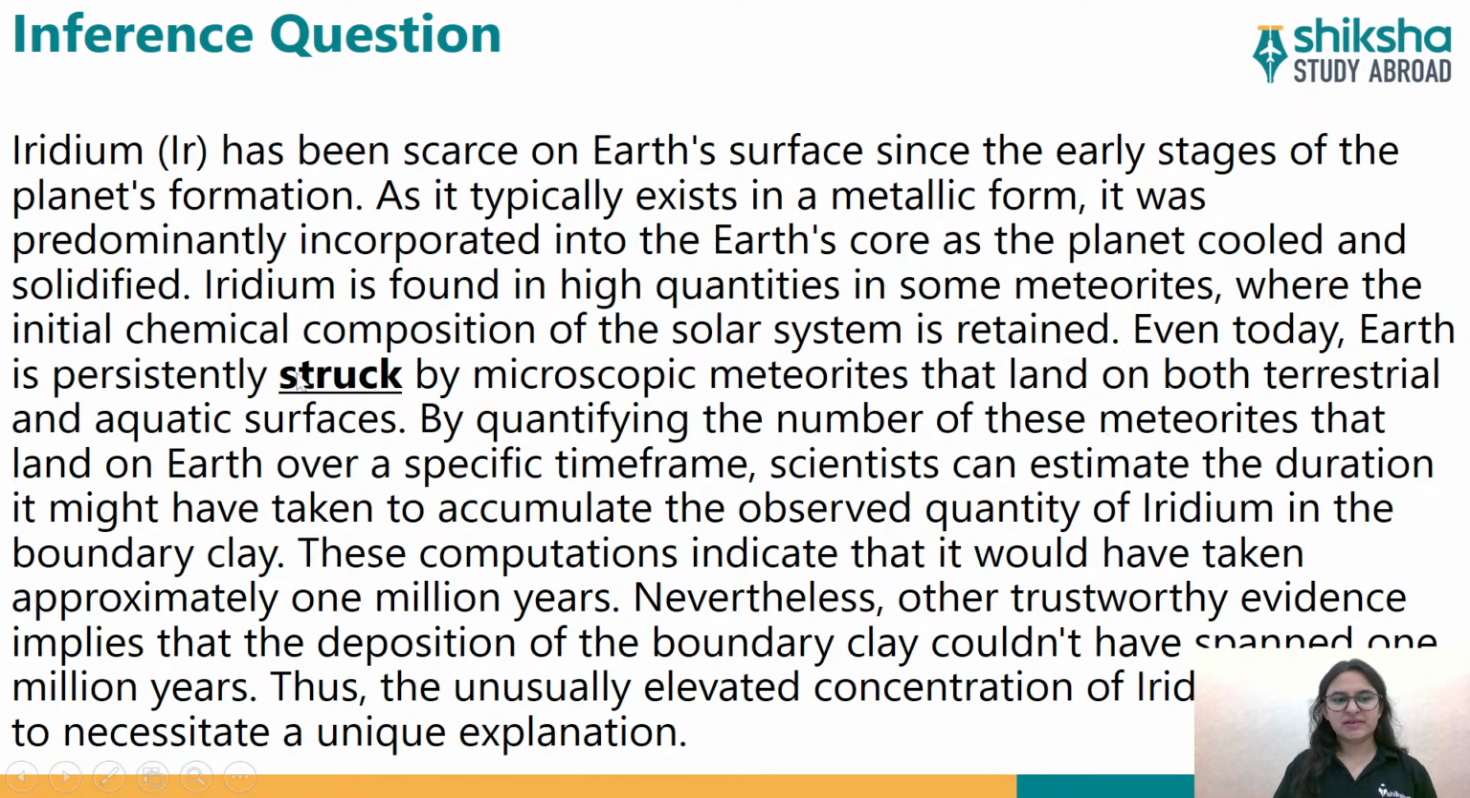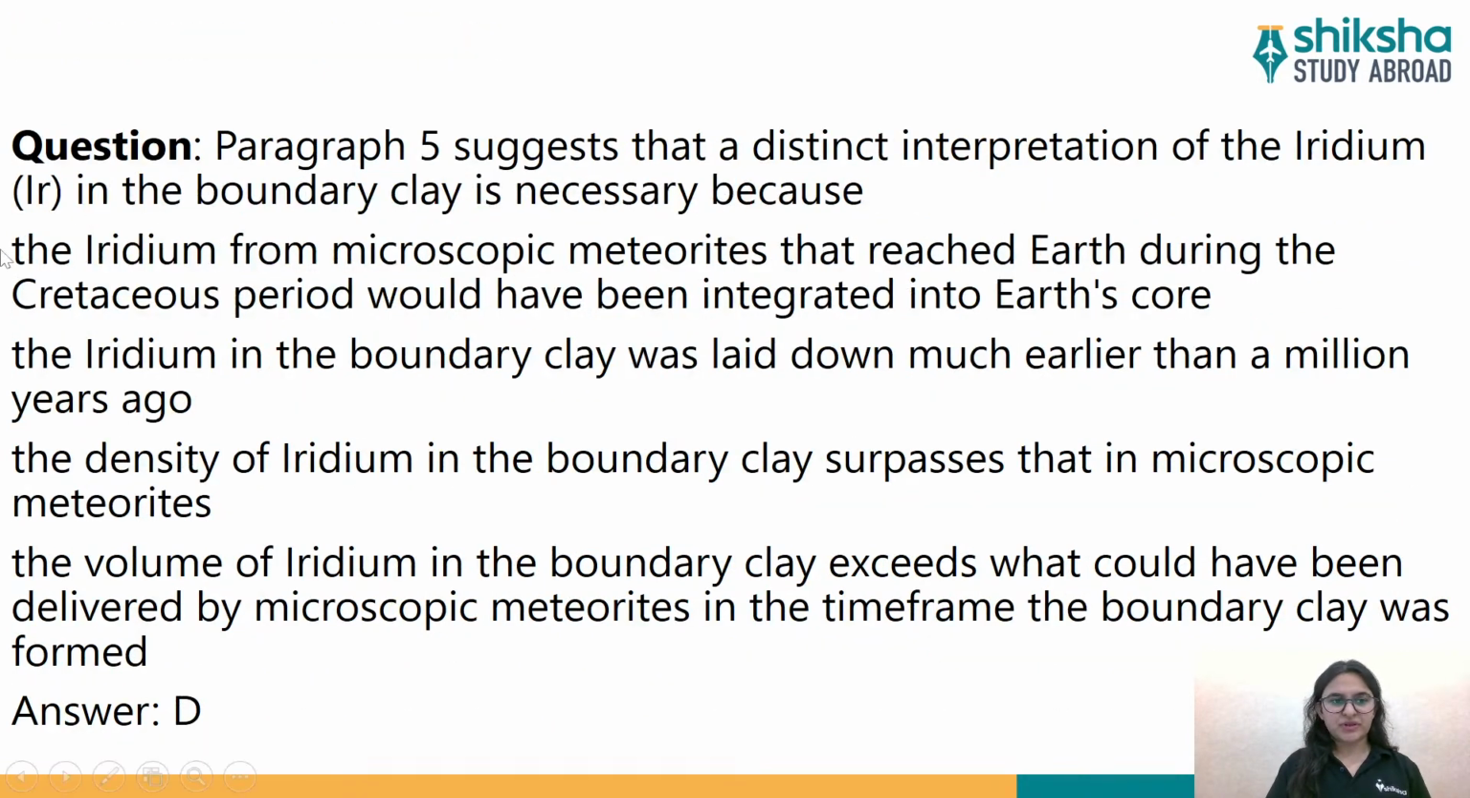All right, as you can see here, a word has been bolded and underlined. This word has to be taken into consideration when you're doing such an inference question, so that you come to a conclusion. What does it actually mean in the passage? The inference question will look something like this. The question is, paragraph 5 suggests that a distinct interpretation of the iridium in the boundary clay is necessary because, and then there are a few pointers given to you. You have to select among these which is the correct one. That is what you have to do in the inference question.